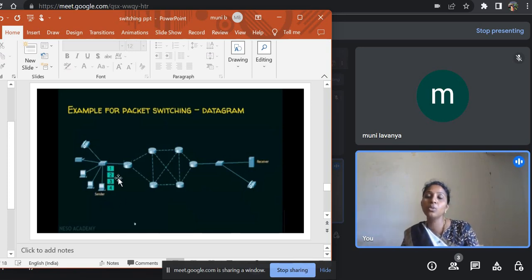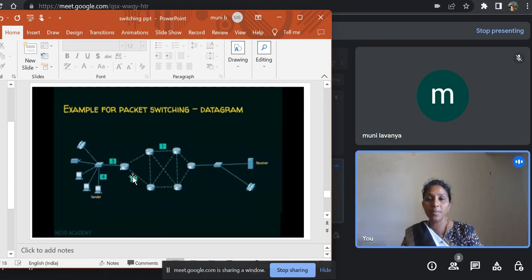Here this is the sender, and the whole message is divided into 4 packets. These 4 packets are called datagrams. In datagram switching the path is not fixed, so each individual packet is transmitted independently. Packet 1, datagram 1, travels in this path to reach the receiver. The second packet goes in this manner. The third packet reaches this router, and the router decides which path is clear and which route to transmit the data on. Like that for packet 4 also. In this way it routes the datagrams in various ways.